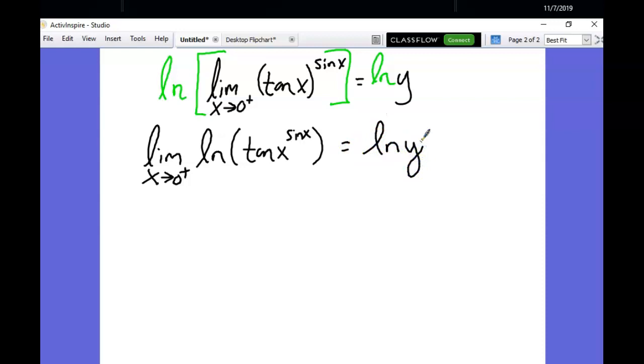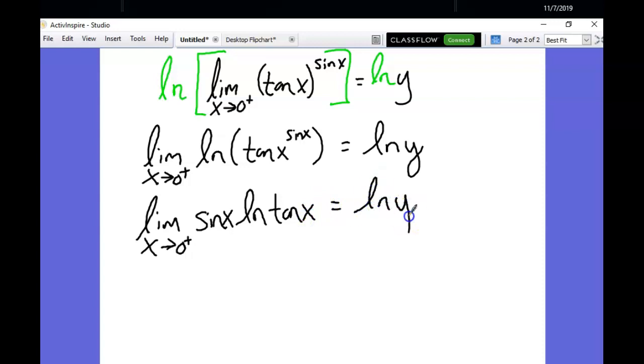Okay. Now the reason we did log is this. We don't like this power being here. And when you have a log, there's a rule about that. The rule is you're allowed to take the power and slide it to the front. That's a logarithmic property. So I'm going to put the sine x in the front now, and then I'll put ln of tangent x.